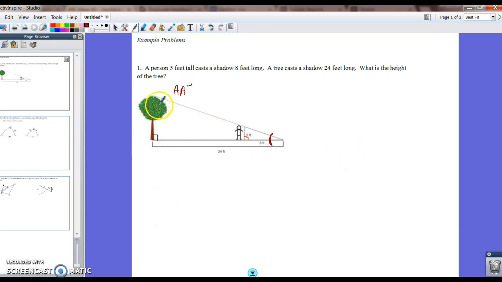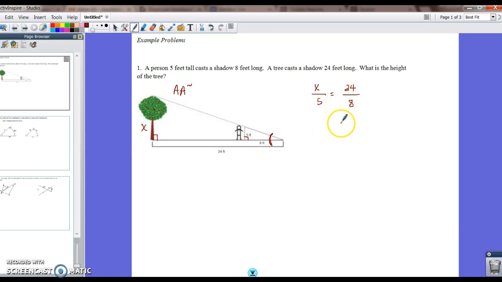So we've got this larger triangle and this smaller triangle. We're trying to find the height of the tree, so we'll call that x. And so if we say the side of the larger triangle over the side of the smaller triangle, and then we could say the base of the larger triangle over the base of the smaller triangle. Okay, so you can think of it as height over height equals shadow over shadow, if that kind of helps. Remember, we have to make sure that we set it up as corresponding sides being proportional.